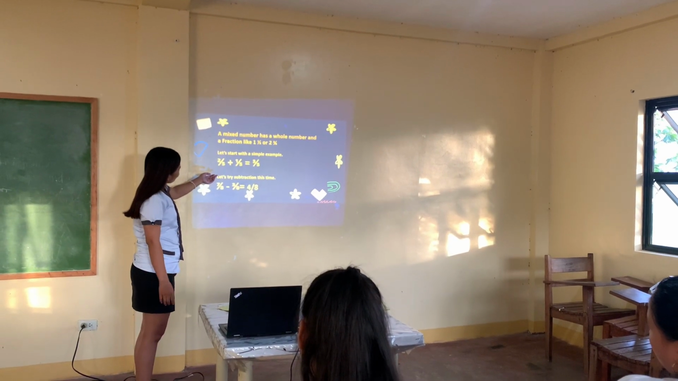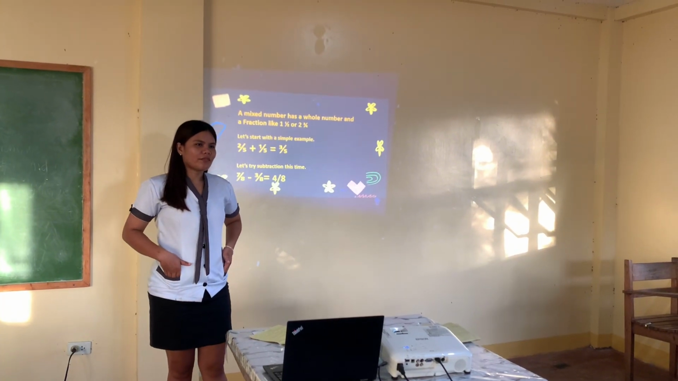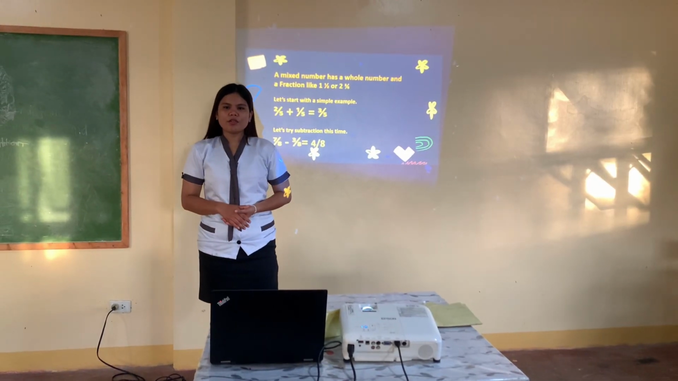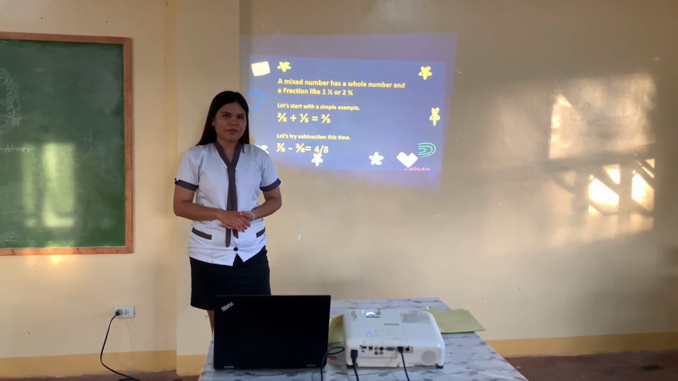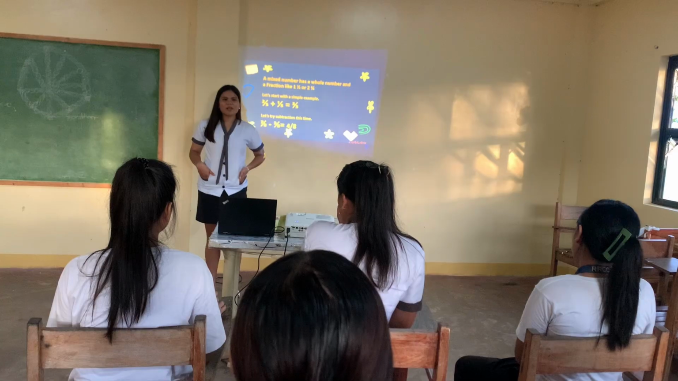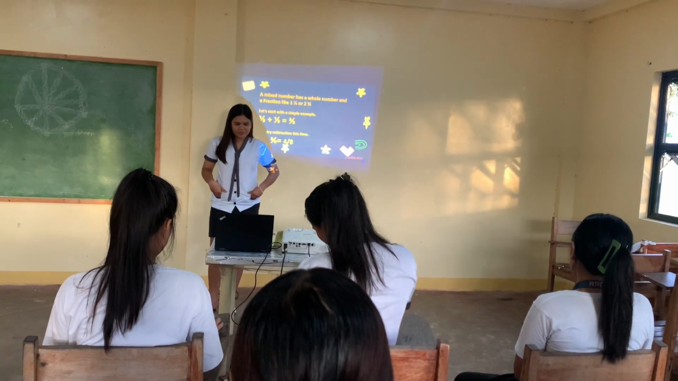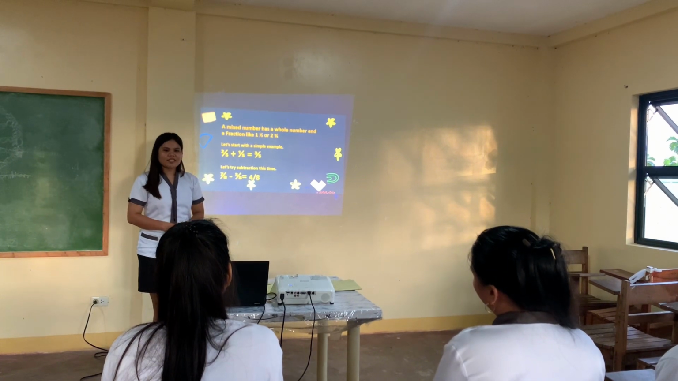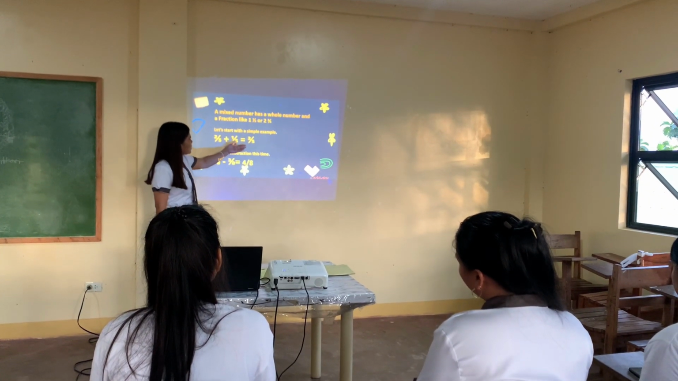2/5 plus 1/5 is equal to 3/5. Class, what do you notice about the fractions? Miss Romero. They have the same denominator. Very good. When two fractions have the same denominator, what do we do with the numerator? We add them. So 2 plus 1 equals, Miss Bernadette? 3. Very good. We just keep the denominator the same. So 2/5 plus 1/5 is equal to 3/5.